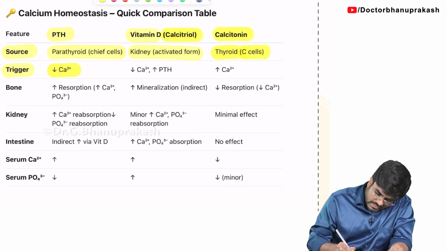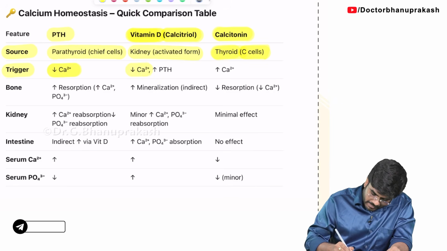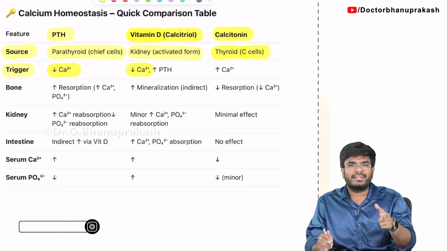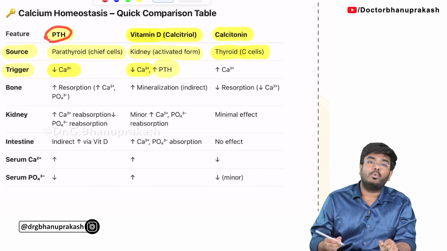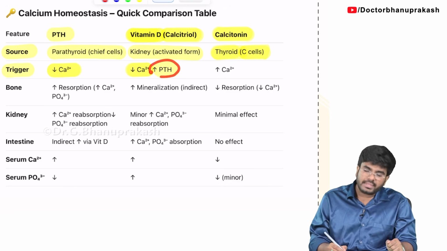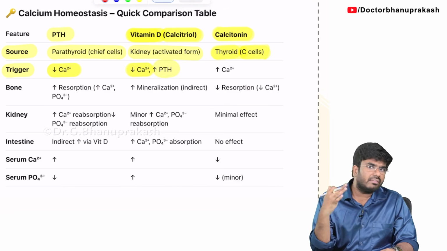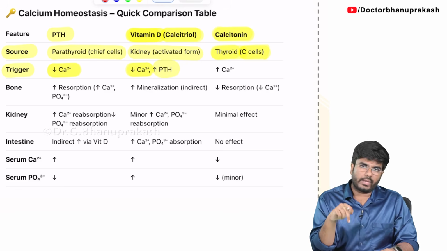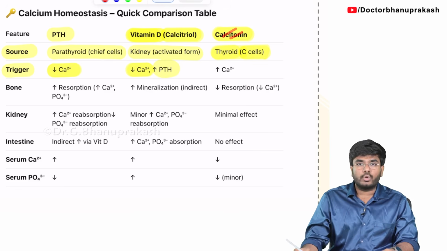Then what is the stimulus for the activation of vitamin D? It is also hypocalcemia. Whenever your calcium level is decreasing, vitamin D activation will occur in the kidney. Parathyroid hormone also helps in vitamin D activation. I will explain this again in the renal physiology topic. So the stimulus for the activation of vitamin D is a hypocalcemic condition or parathyroid hormone. Then what is the stimulus for the release of calcitonin?